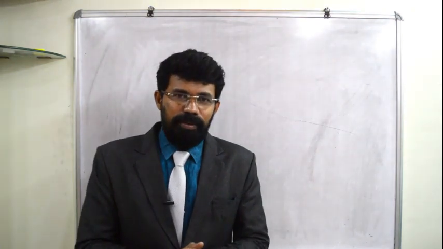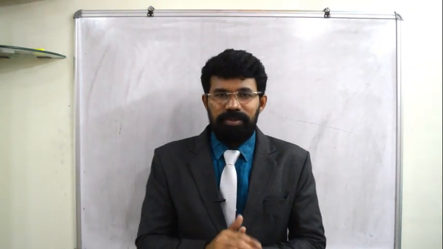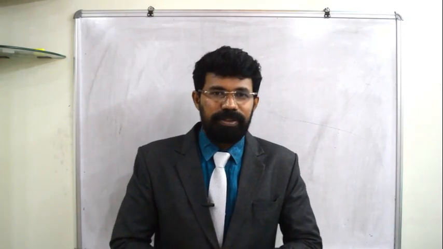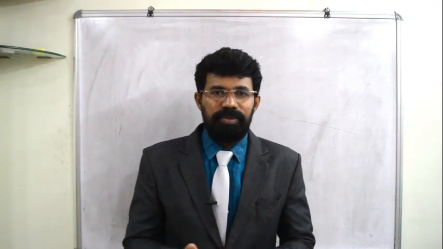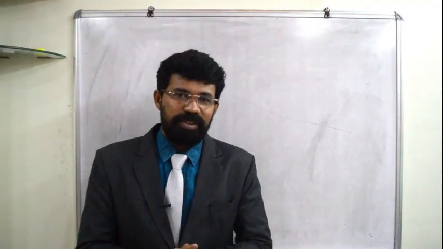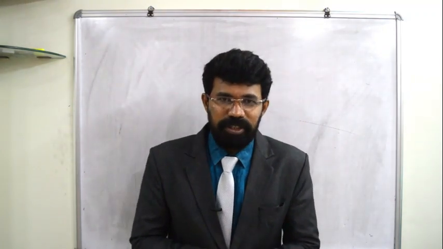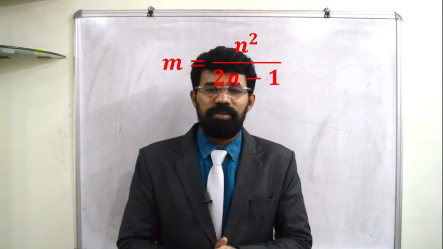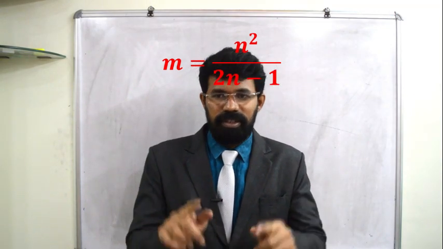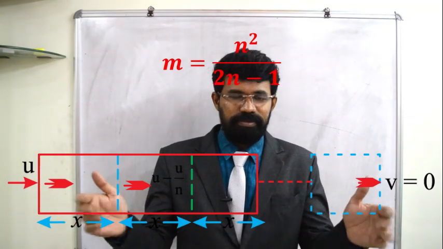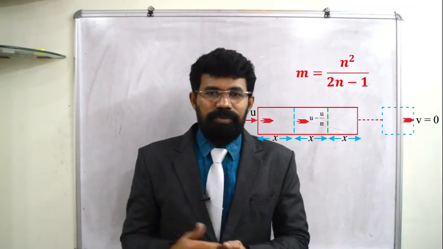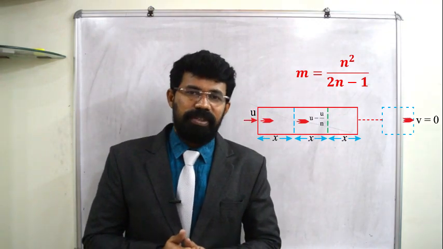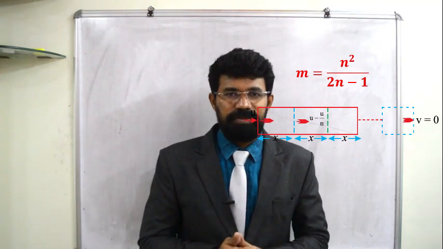If a bullet is entering with a velocity u and after penetrating through the first plank its velocity reduces by 1 by nth, then the number of planks required is m equal to n square by 2n minus 1, isn't it? And this is the picture. See here, after penetrating through the first plank, its velocity is reduced by 1 by nth of the initial velocity.